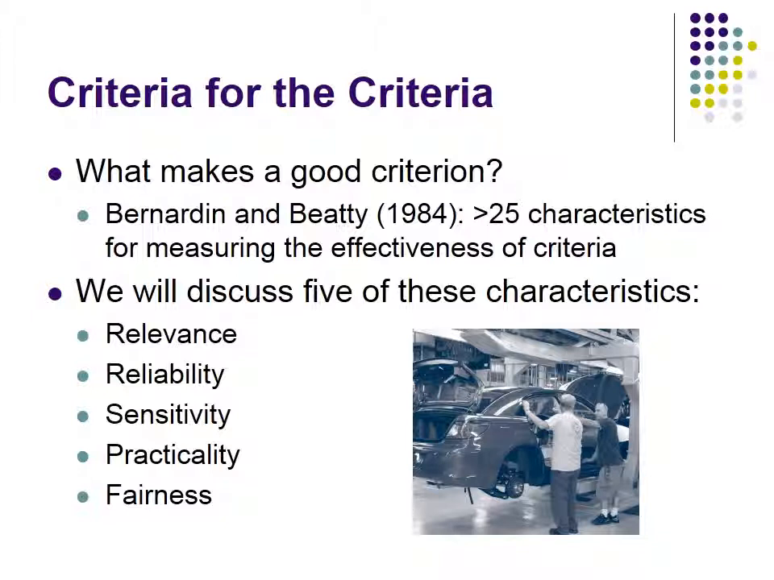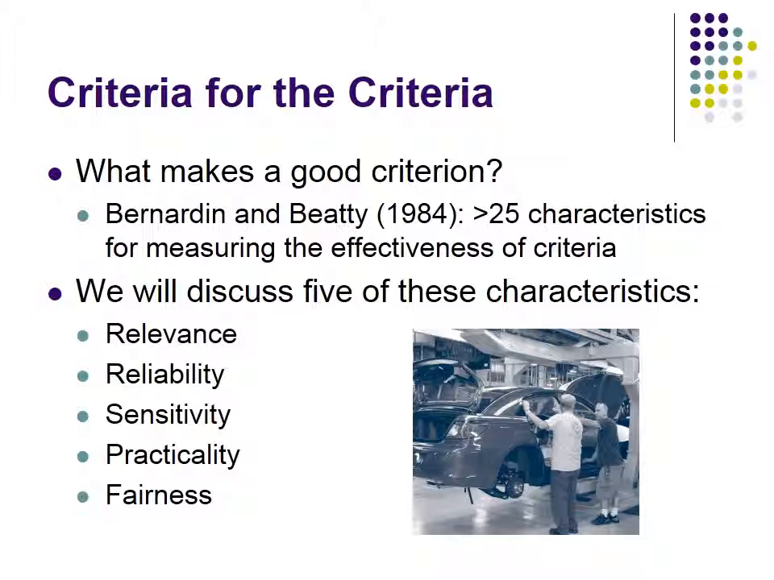Bernard and Beatty in 1984 came up with a little over 25 characteristics for measuring the effectiveness of criteria. We're going to discuss 5 of these characteristics that have been most borne out by research that followed their study and suggestions, and has also been shown to be used over and over again in conceptualizing the measurement of performance in organizations. And that's relevance, reliability, sensitivity, practicality, and fairness.